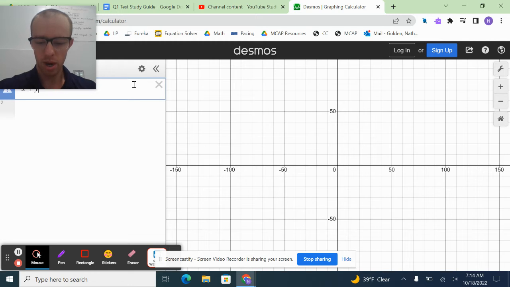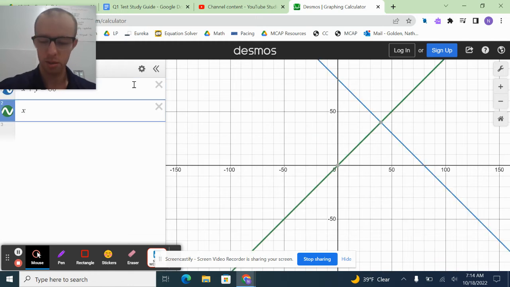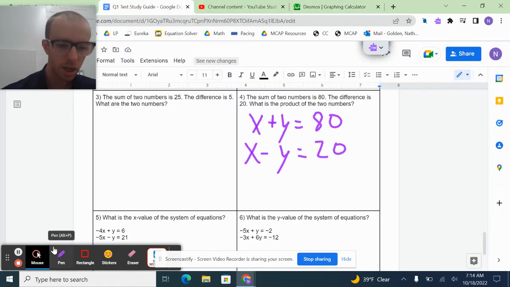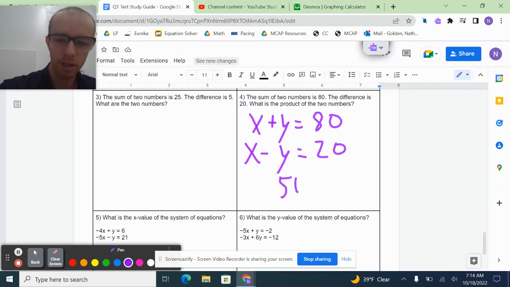X plus y equals 80. X minus y equals 20. Where do they intersect? 50 and 30. So the two numbers are 50 and 30, and this makes sense to me because 50 plus 30 is 80, and 50 minus 30 is 20.